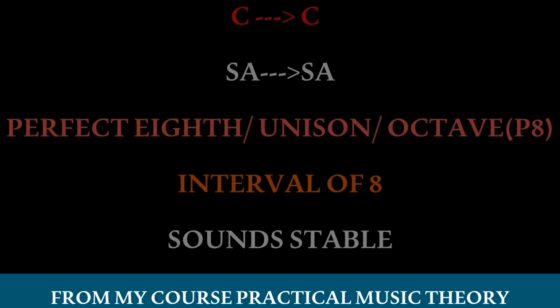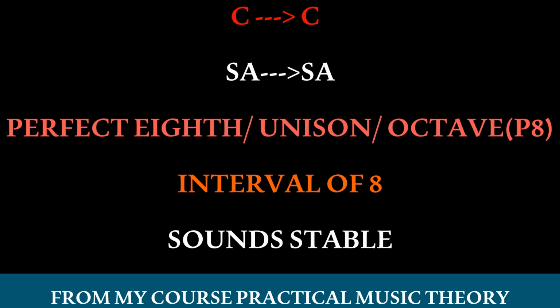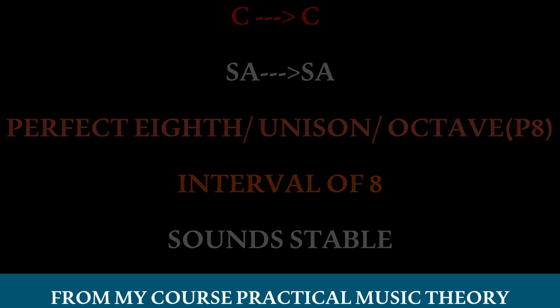The last interval that exists in the major scale is that between the first and the eighth, or between the two C's. So this is known as perfect eighth or unison or an octave, and obviously it will sound very stable because we are just playing the same note in different pitches, low pitch and high pitch.